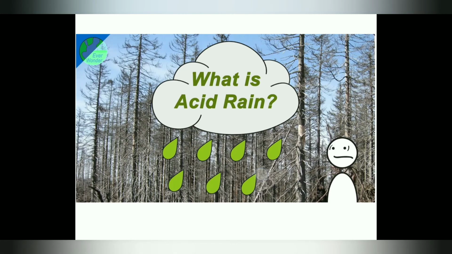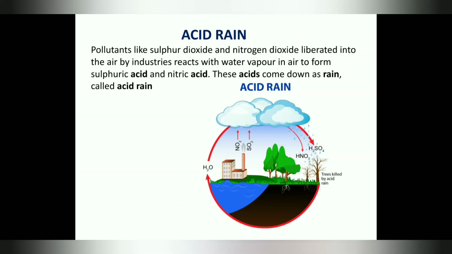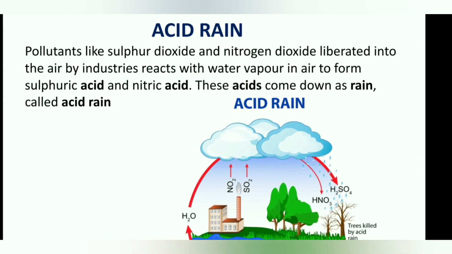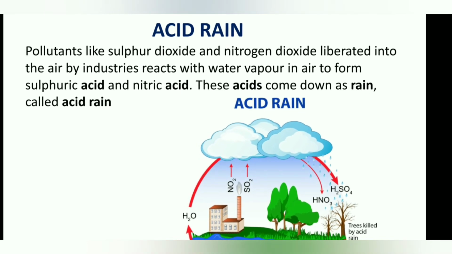Now coming next to acid rain. Now what is this acid rain? Some pollutants like sulfur dioxide and nitrogen dioxide are liberated into the air by industries and they react with water vapor in air to form sulfuric acid and nitric acid.